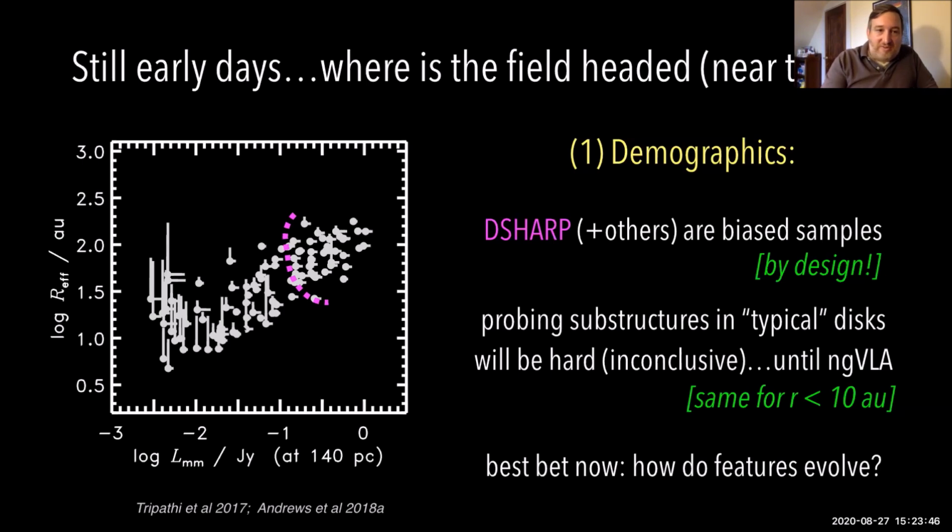So probing the substructures in this population, the sort of more common faint small disk, will be hard and in some sense inconclusive because you're only accessing the largest substructures until you have much higher resolution, like is possible with the ngVLA. The best bet in terms of understanding demographics now, I think, is to try and look at samples with different ages or different evolutionary states to see how they might, when they might form and how they might evolve.